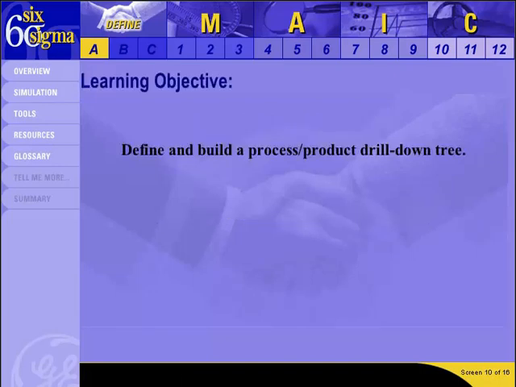Our next job is to define and build a process product drill-down tree. A definition of a process product drill-down tree is a way to integrate CTQs and business strategy. It helps to determine how customer CTQs become project CTQs and ensure that what we are addressing has a genuine impact on the customer. Remember at the beginning of this course, Siggy mentioned that we would be learning by doing. Well, get ready, because that is exactly what we are about to do. We are going to build a generic product process drill-down tree.